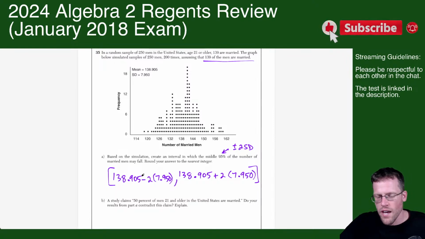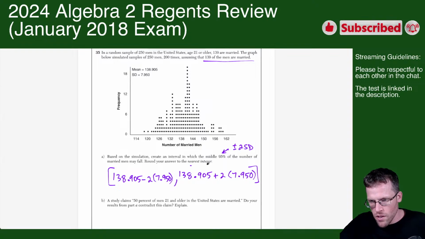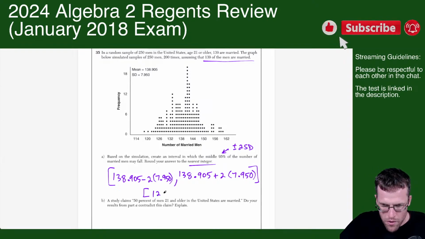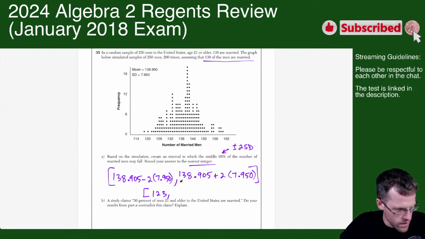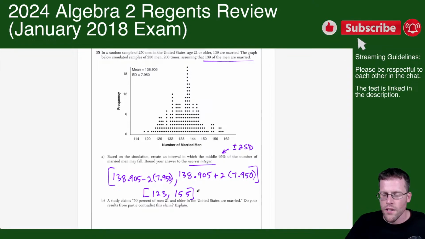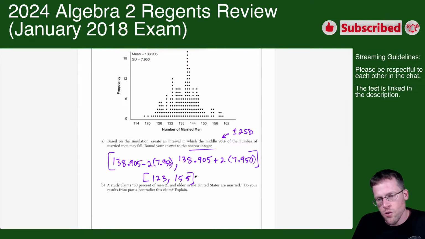Okay, so this is just calculator work. Do this number minus 2 times this number, and then round to the nearest whole number. So here we're going to get 123. And if we round to the nearest whole number here, we get 155. Okay, so that's for this. So 123 to 155 gets us 2 points.